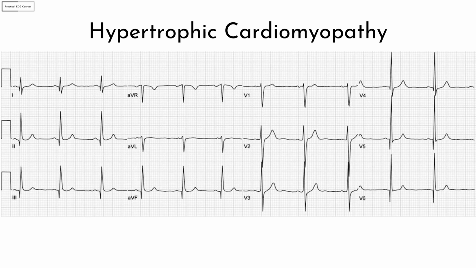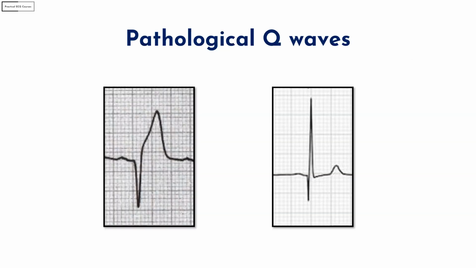Now one last point before we wind up today's session. This patient has deep pathological Q waves. Why can't it be an old MI? There are two important differential diagnoses when you have pathological Q waves. The first and the more common one is MI. The second one is HCM. So how do you distinguish between the two based on the Q wave alone? Both are deep, so amplitudes are not particularly helpful.